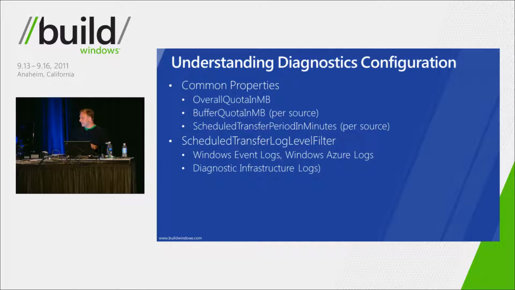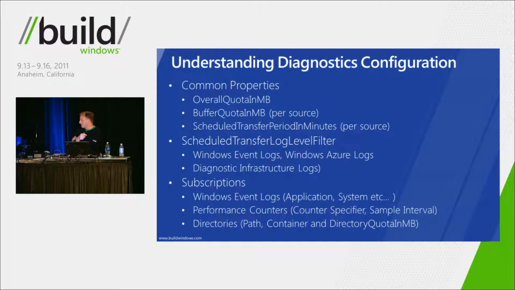Some of the data sources, such as event logs, Azure logs, and infrastructure logs, actually support a log level filter. So like I said, you can only transfer over errors, informational, warnings, or whatever you're interested in looking at. And finally, some of the data sources, such as event logs, perf counters, and directories, actually have a concept called subscriptions. They're just basically further information that you need to define for that data source, such as which event logs to log, which perfmon counters, and which directories to monitor.